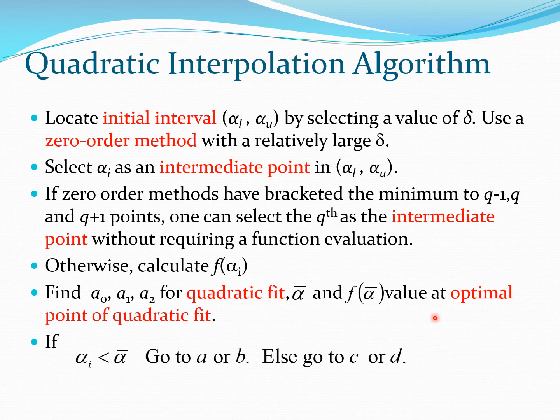But in case you want to further refine it, you look at the approach which I discussed in the graph before. You first look at whether alpha I is less than alpha bar or not, and if this is so, you go to A or B, or you go to C and D. These are the four cases which we have discussed before. So the first test in your computer program is going to be this, and remember alpha I is the intermediate point, alpha bar is the point obtained by solving the quadratic equation for its minimum point.